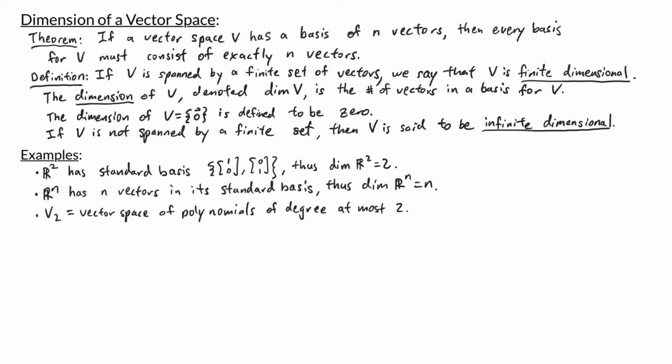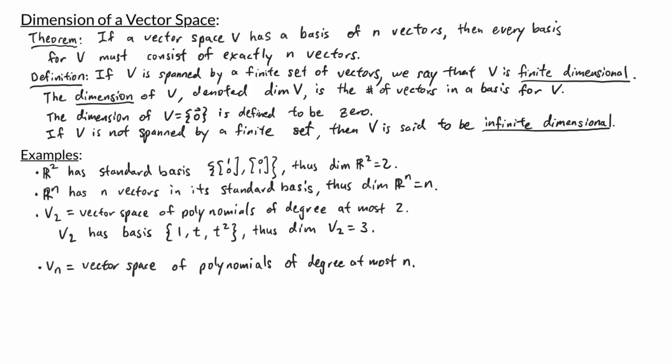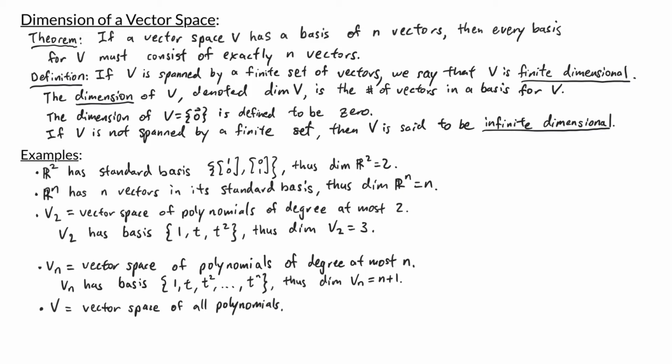Let's now consider the vector space of polynomials of degree at most 2, which we'll call V2. Now V2 has basis 1, t, t squared. Since this basis has 3 vectors, we say that the dimension of V2 is 3. In general, if Vn is the vector space of polynomials of degree at most n, then Vn has basis 1, t, and so forth through t to the nth power. Therefore, the dimension of Vn is n plus 1, since there are n plus 1 vectors in the basis for Vn.